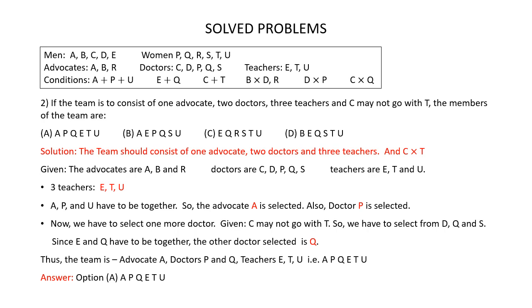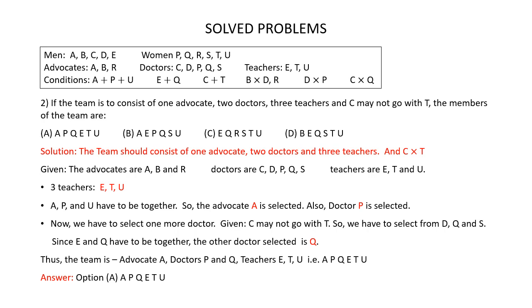Now according to the condition given, we know that A, P and U have to be together. Now since U has been selected, clearly A and P also have to be selected. So advocate A is selected, also Dr. P is selected. So now we know that the one advocate that should be in the team is advocate A. And among the two doctors that have to be in the team, we have selected Dr. P. Now we have to select one more doctor.